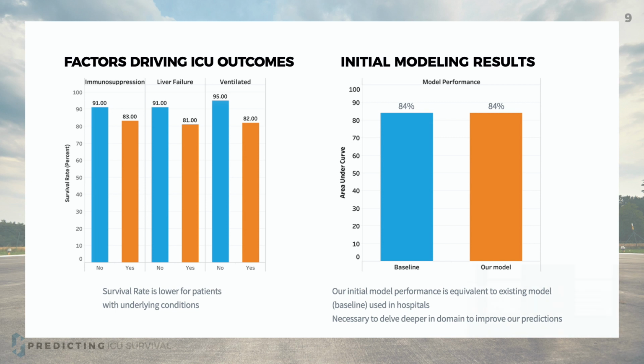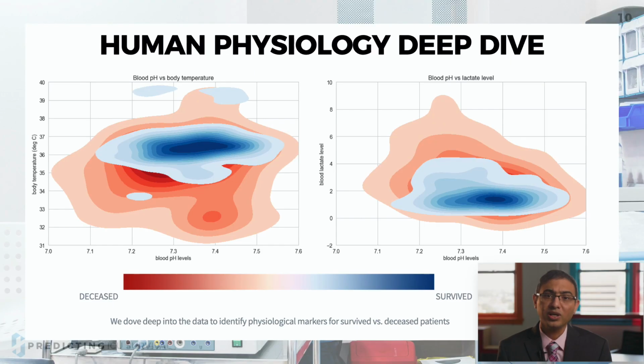So how do we improve our model? The next thing our team did was to talk to MDs, nurses, and ICU techs to better understand the data and dive deeper into the human physiology. Diving deeper, we started to explore other important physiological markers which are more relevant to the patient in ICU. For example, pH level, lactate level, blood urea nitrogen level, oxygen saturation, and so on, to identify better predictors.